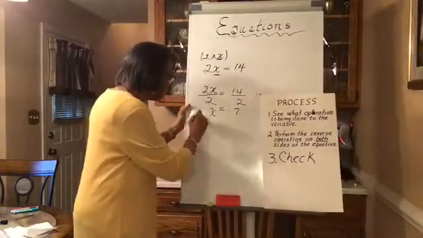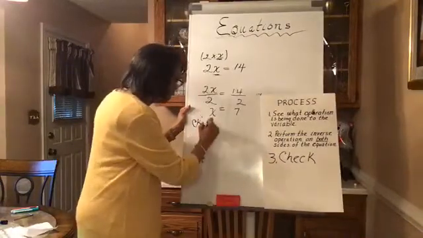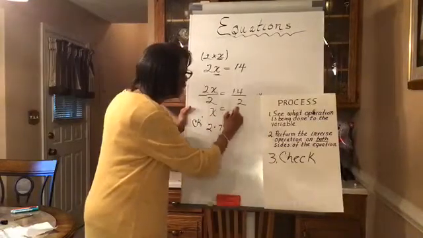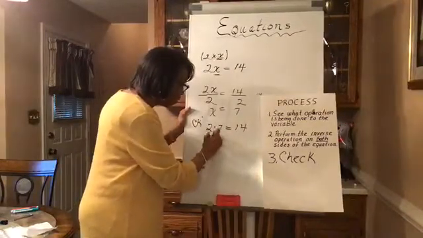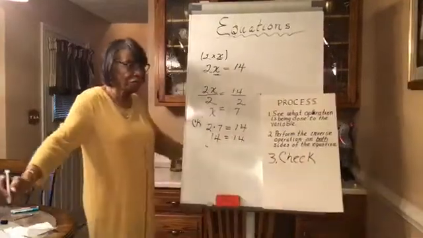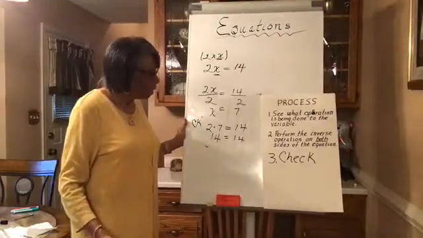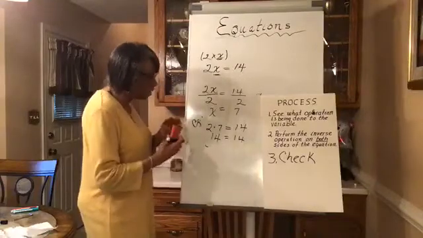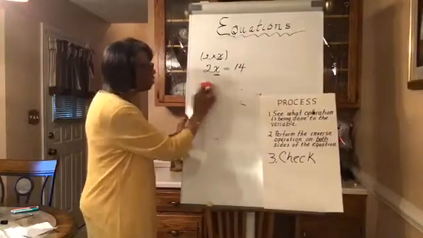Let's check it and see if it's correct. Go back to the original equation. 2 times 7 equals 14. 14 on this side balances out 14 on that side. It's just like doing a balance, like a scale. All right? If you have questions, shoot them off for me so that we can handle them as we go. All right, let's try another multiplication.